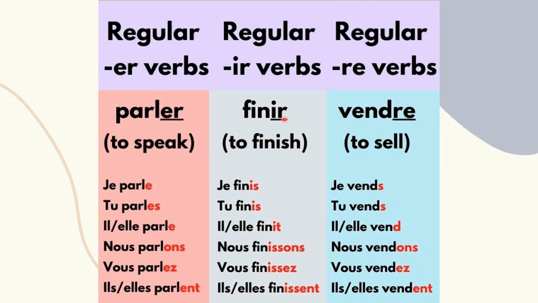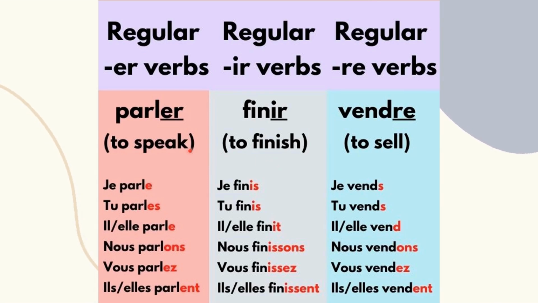Coming to finir, IR has to be removed first and then we add these endings. Je finis, tu finis, elle finit, nous finissons, vous finissez, elles finissent. Then we have vendre. In this you remove RE and add these endings. Je vends, tu vends, elle vend, nous vendons, vous vendez, elles vendent. Vendre means to sell, finir means to finish, parler means to speak.